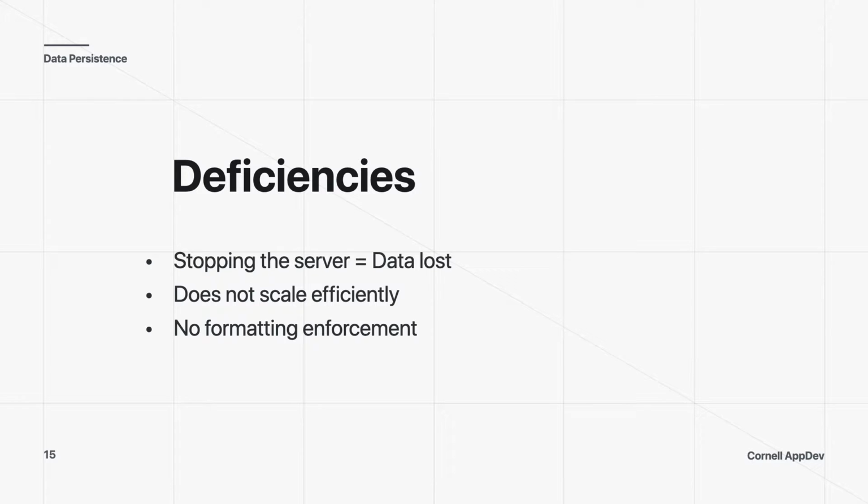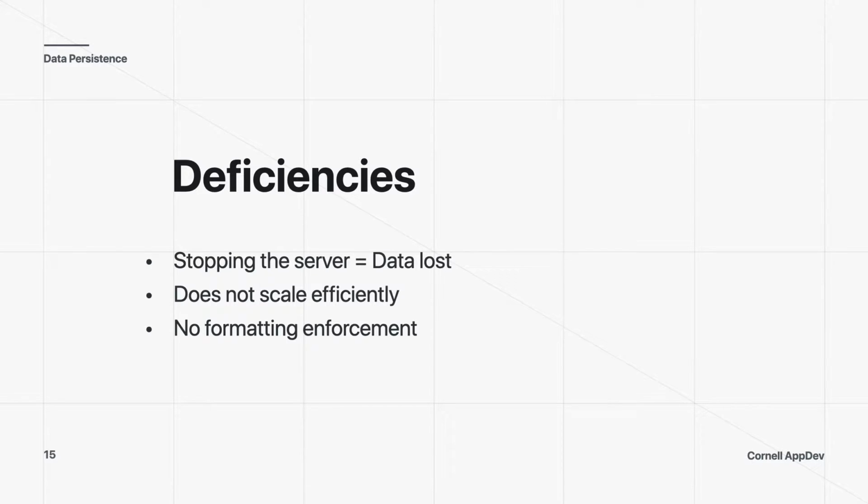As I already said, there are some deficiencies, and here are some that I did not mention yet. Whenever you stop the server, all of your data is lost. When you restart your server, you may have noticed when you try to use Postman or hit an endpoint that you have to start adding in your data all over again. It's because you're essentially hard coding your data into this Python dictionary.